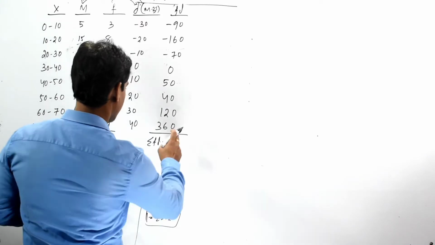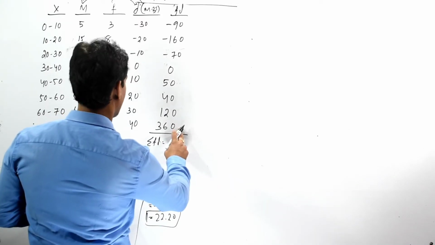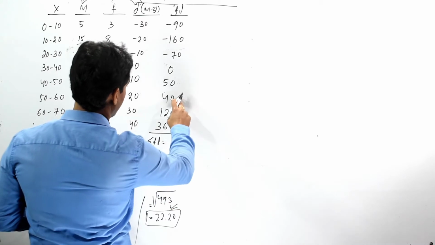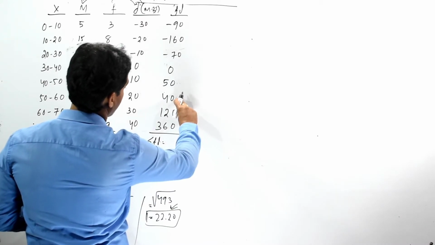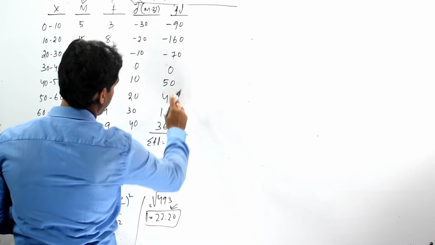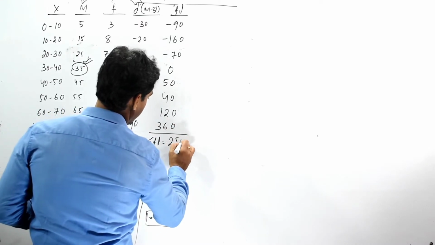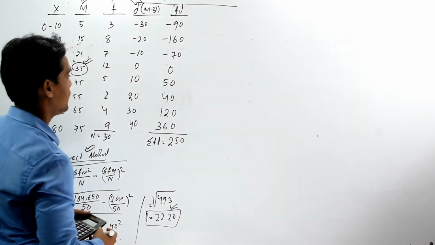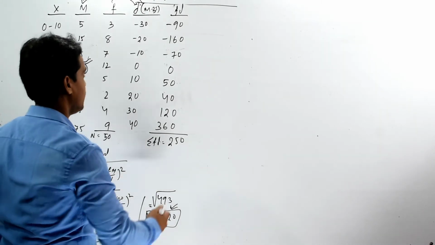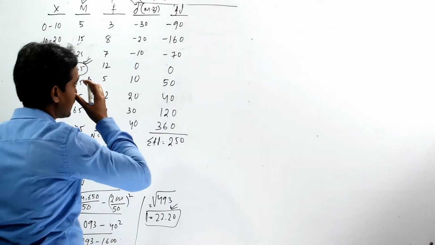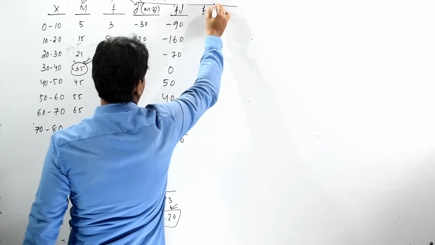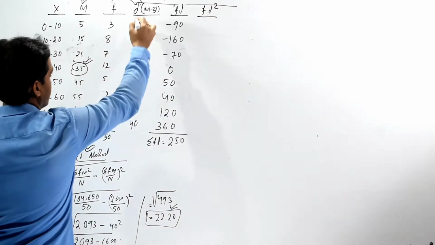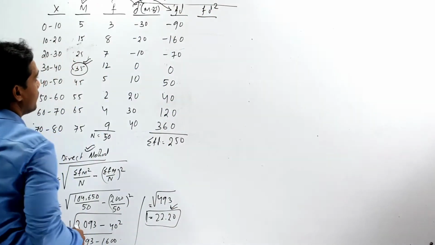So 320 minus 360, that is 40, 40 plus 40 is 80, 80 plus 120 is 200, plus 50 is 250. So our summation FD is 250. So plus minus should be cancelled. Then find out FD square, that is D into FD.